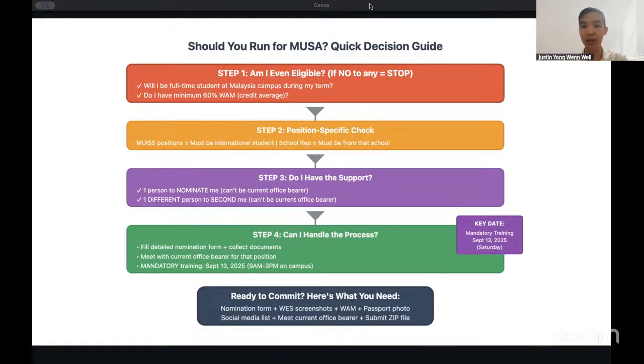So let me stop sharing this one and let me pull up the guide. Okay, so sorry, let me reshare.